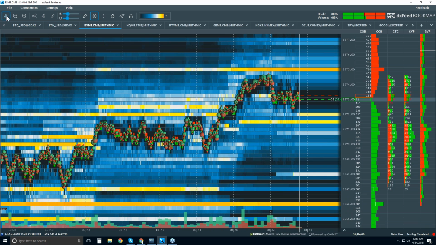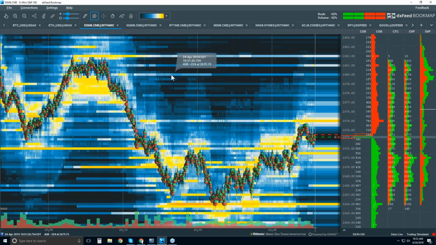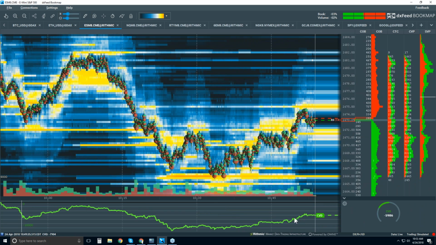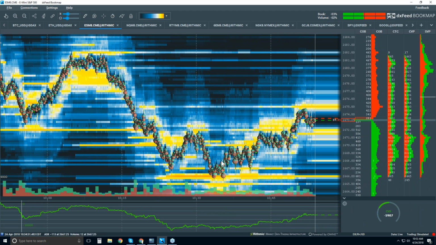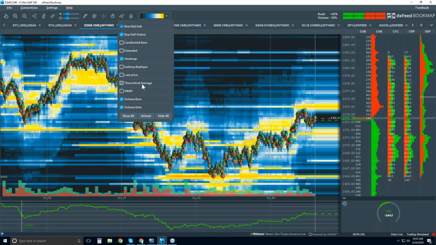Anyway, hope you find that helpful. Those are the elements here in the Bookmap chart. There are quite a few others. We have an indicator panel that shows you the cumulative volume delta, a very simple indicator, but very powerful. And we have a host of all sorts of add-ons here as well.